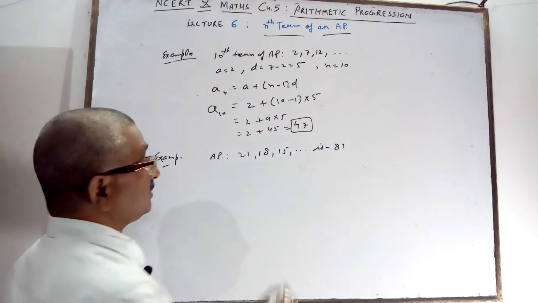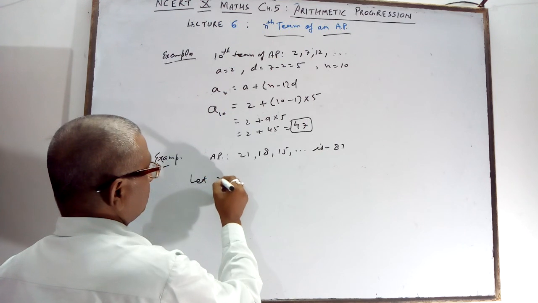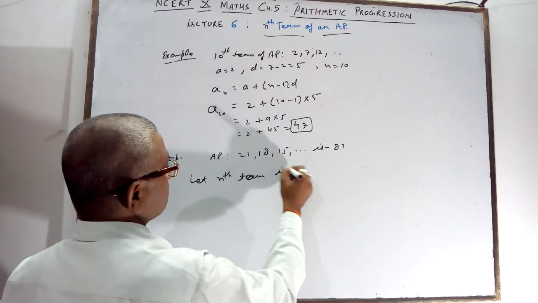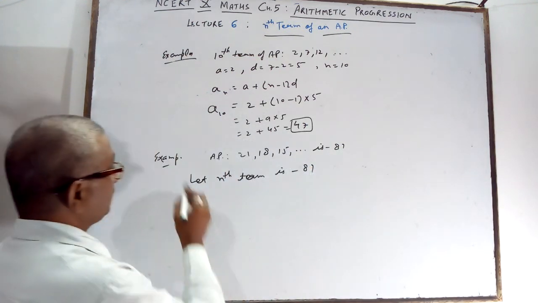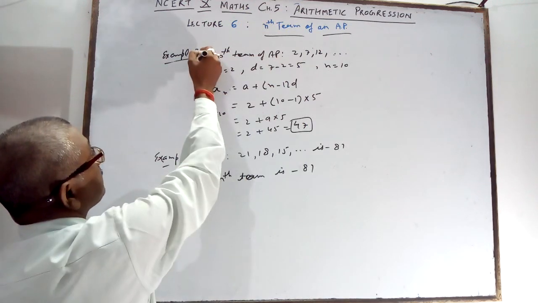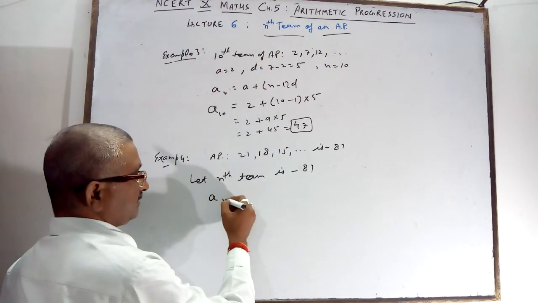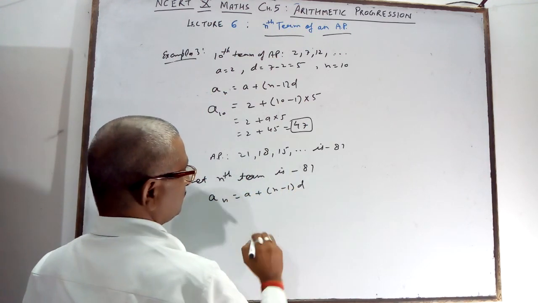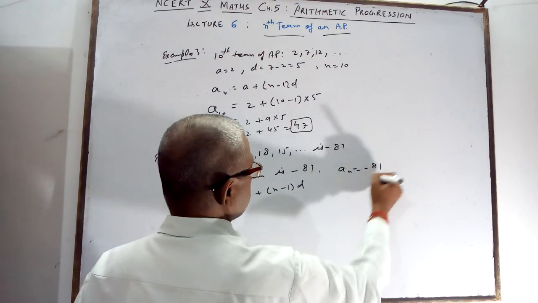So let the nth term be minus 81. It is example number 3 of your book. The nth term means An is equal to A plus n minus 1 into D. What is given? An is equal to minus 81.